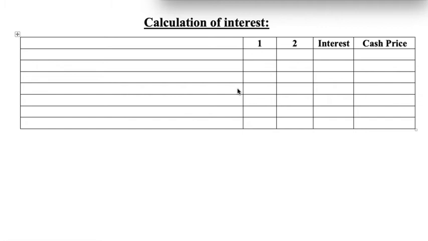Here we have to make around 5 columns: first, second, then interest and cash price. So we are going for the calculation of interest. The first step here is the cash price of the asset. The cash price of the asset is 3,720.